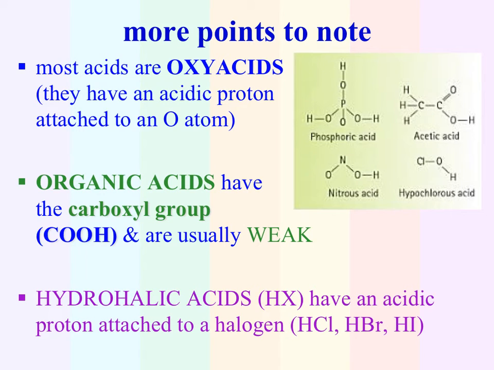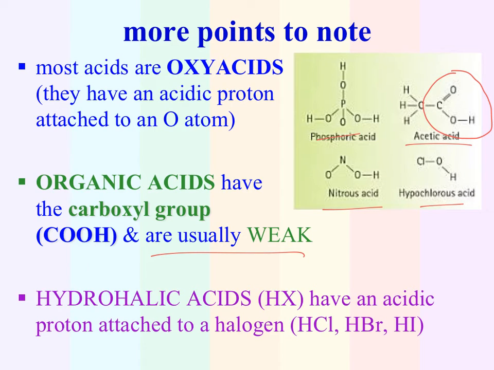Okay, so some more points to note, some acids that you need to be familiar with. Oxyacids are going to have an acidic proton attached to an oxygen atom. So phosphoric acid, acetic acid, nitrous acid, hypochlorous acid. These are all examples of oxyacids. Now, organic acids typically contain what's known as a carboxyl group. So acetic acid has this carboxyl group, and they are usually very, very weak. Acetic acid is a weak acid. It doesn't ionize very much.